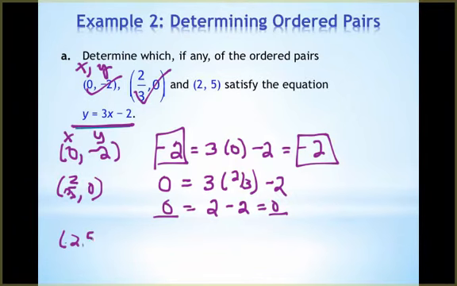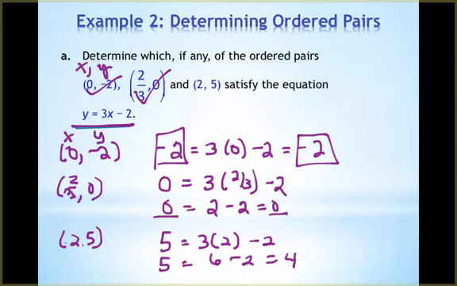And then the point (2, 5). If we let x be 2 and y be 5, I get 5 equals 3 times 2 minus 2. But that would be 6 minus 2, which is 4, and 5 does not equal 4. And so the ordered pair (2, 5) does not satisfy that equation.